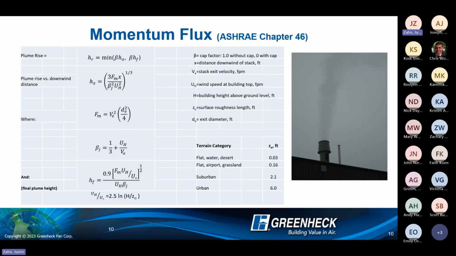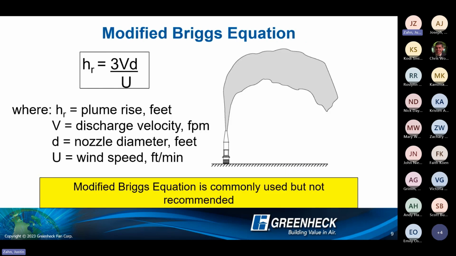We default to the momentum flux equation in our selection program, but we keep the modified Briggs, I should say, on deck in our selection program, just because when we get that inquiry that comes in that says, hey, how come this manufacturer has a 10-foot higher plume height than you, we want to be able to explain to them, hey, they are using the modified Briggs equation.